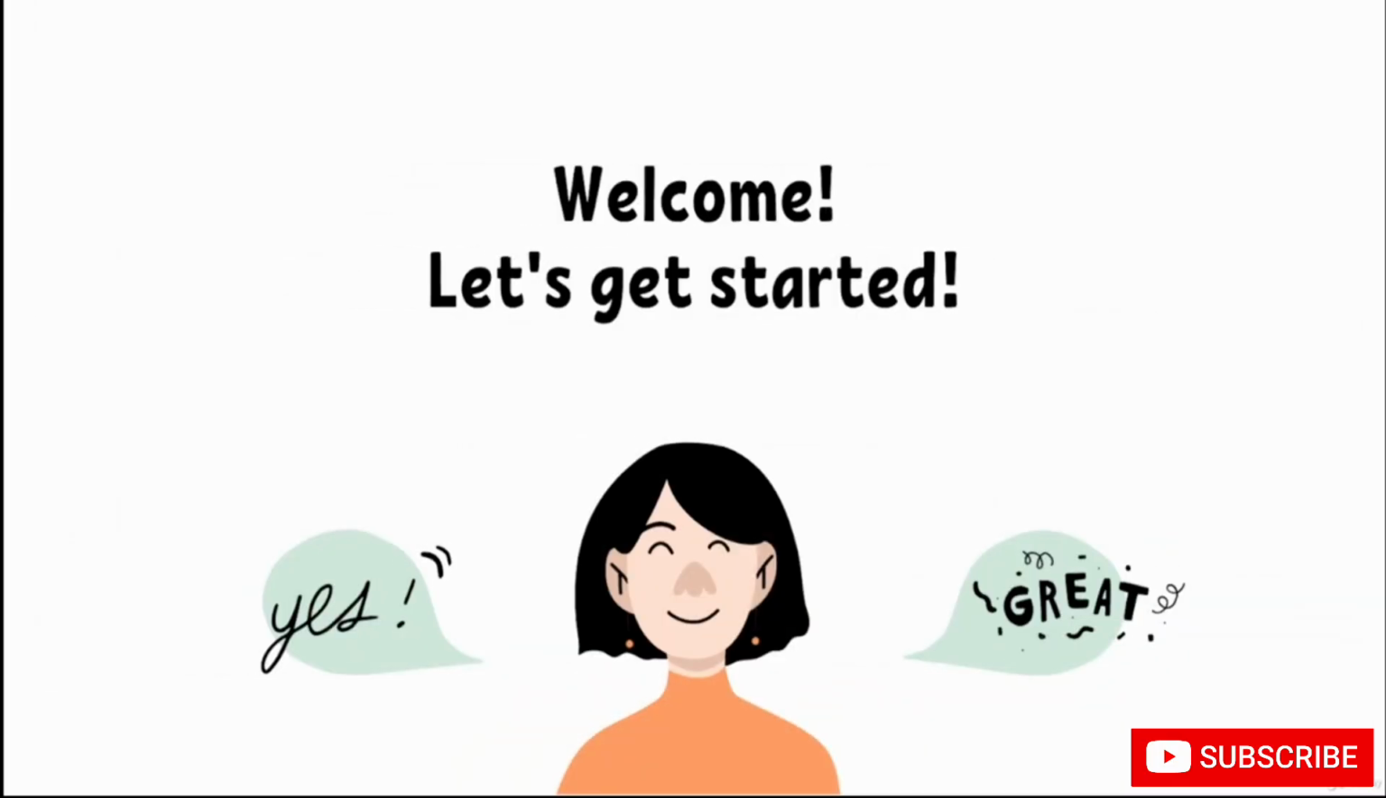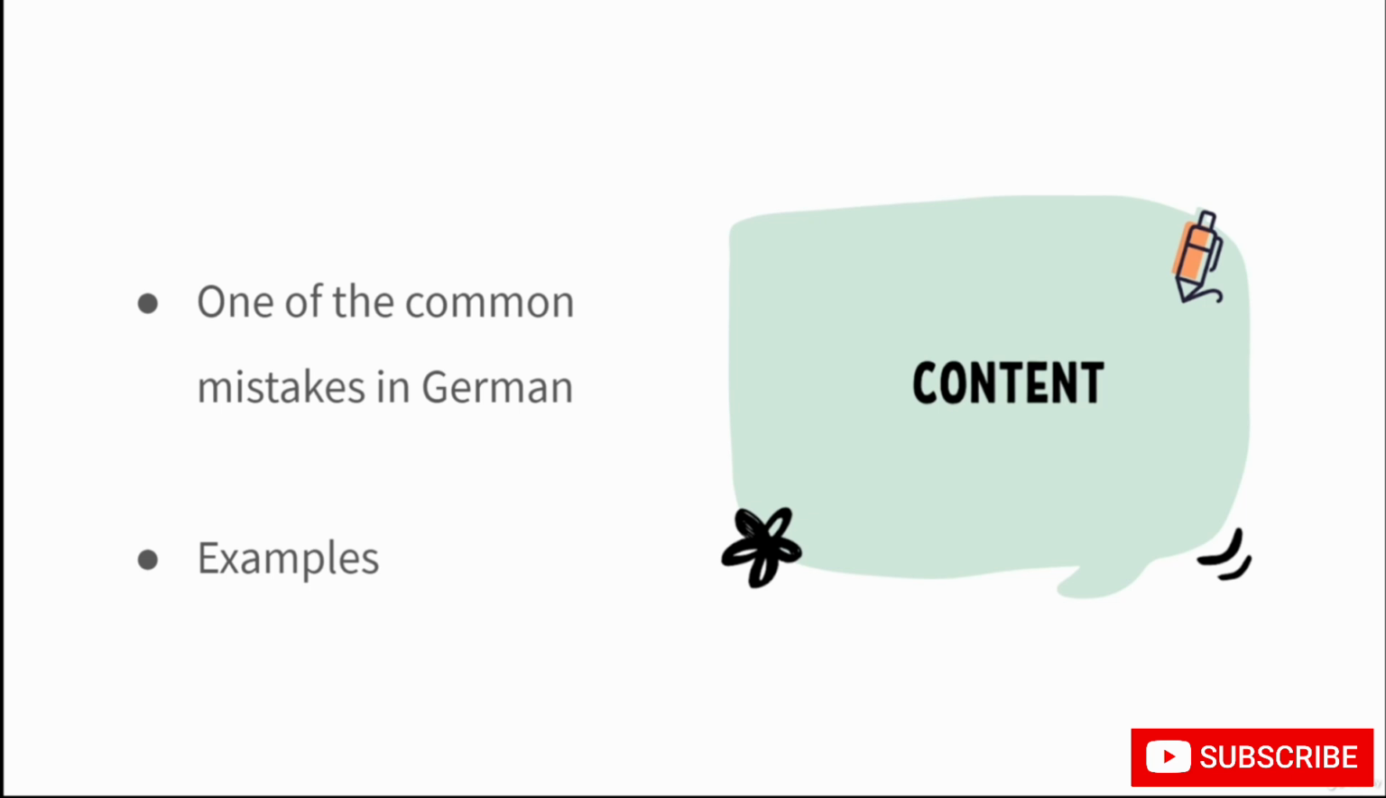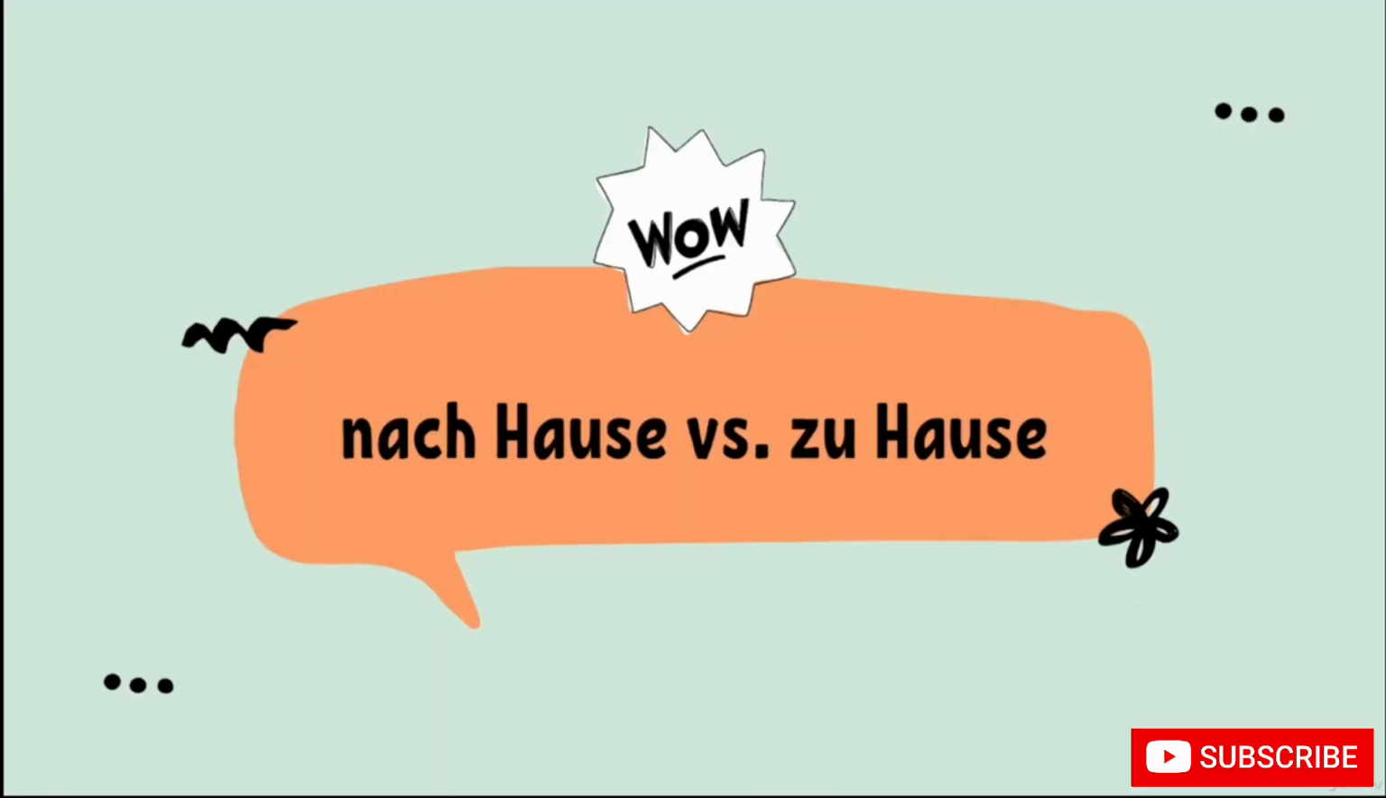If you're ready to learn one of the common mistakes, let's get started. Today we will learn one of the confused prepositions in German, and I will give some examples to help you understand the subject better. In this lesson, we will learn the difference between nach Hause and zu Hause.